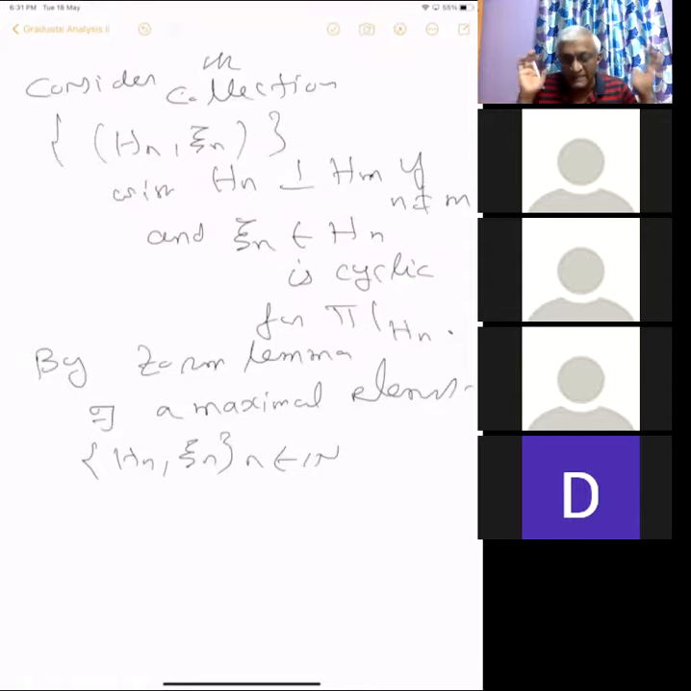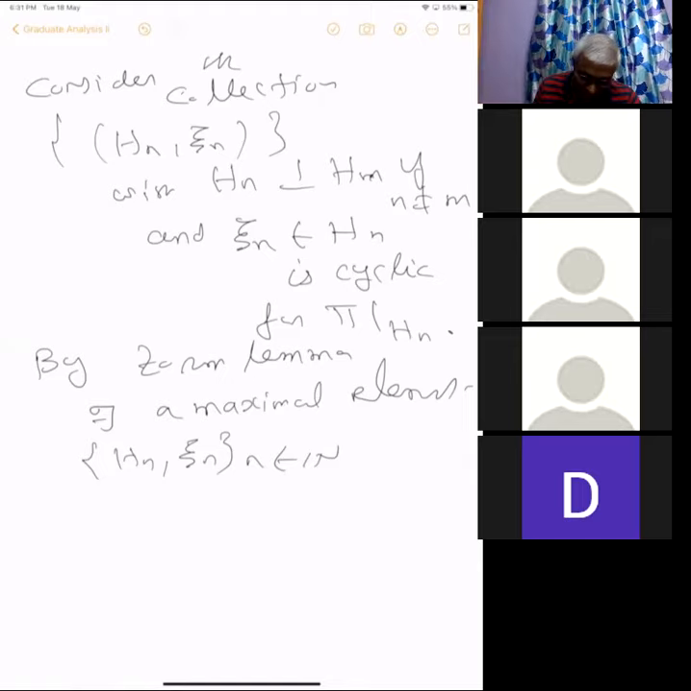H is a separable Hilbert space, so the orthonormal basis itself is countable. So you cannot have orthogonal subspaces which are uncountable. Otherwise there would be an uncountable orthonormal basis, which is not true. So this has to be a countable collection.